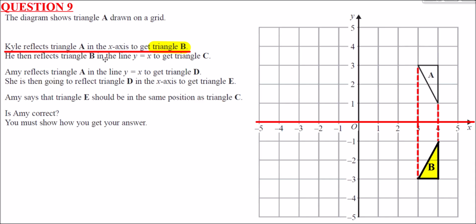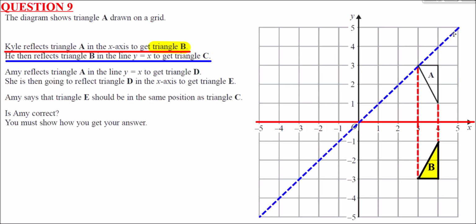Afterwards, he then reflects B in the line y equals x to get triangle C. The line y equals x is a straight line going through the origin, going through 1, 1, 2, 2, 3, 3, and so on. This line in dotted blue is y equals x. So the mirror line is going to go from each point of B to hit this blue dotted line at 90 degrees. The 3 lines from these 3 corners would look like this, going perpendicularly into that line, and then each point will end up being the same distance away from this mirror line on the other side.